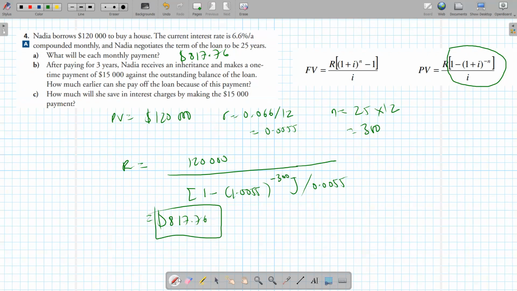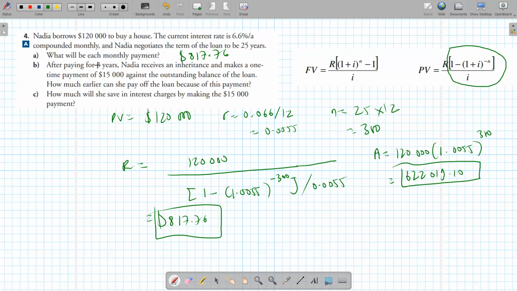Here, let's check this out. Let's see how much she actually has to pay back to the bank. We're gonna use compound interest to see how much she actually owes the bank over 25 years. So it's 120,000 times 1.0055 to the power of 300. So she owes the bank 622,019.10. That's what she owes.